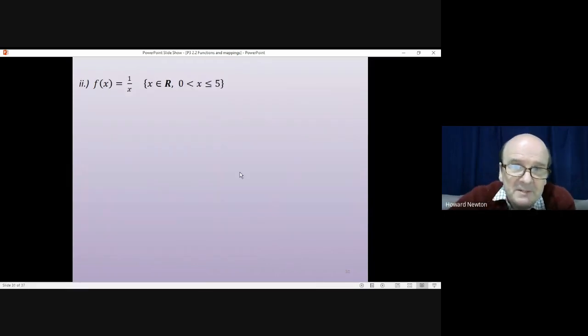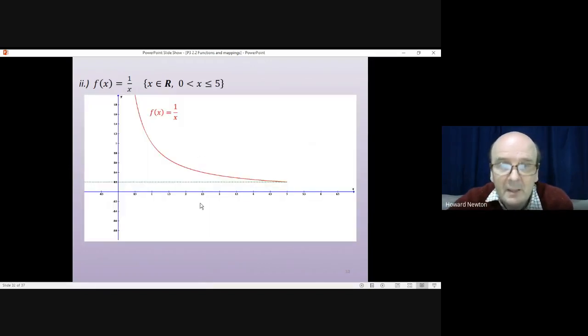Second question, f of x equals 1 over x, where x is a real number. And again, they tell you that x has to be bigger than 0, which is a good job, and less than or equal to 5. First thing you do is do a sketch. That'll be the sketch. So it's heading towards 0, up and up and up. Can't see the top of the graph. And then we're moving towards x equals 5. That is the last point, because it tells us 5 is the last point. We're starting just above 0, and we're finishing at 5.